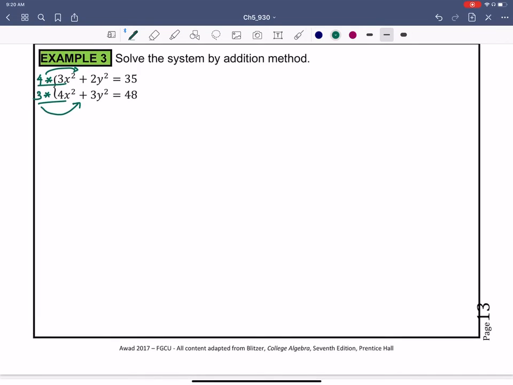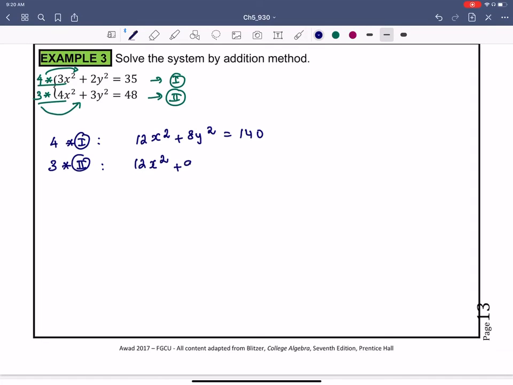So now I'm going to call this equation number 1, and this equation number 2. What I'm going to do here is multiply equation number 1 by 4. That's going to give me 12x squared plus 8y squared equals 140. I'm going to multiply the second equation by 3. When I do that, that is going to give me again 12x squared, which is what I want, and then plus 9y squared, and then 3 times 48, which is 144.